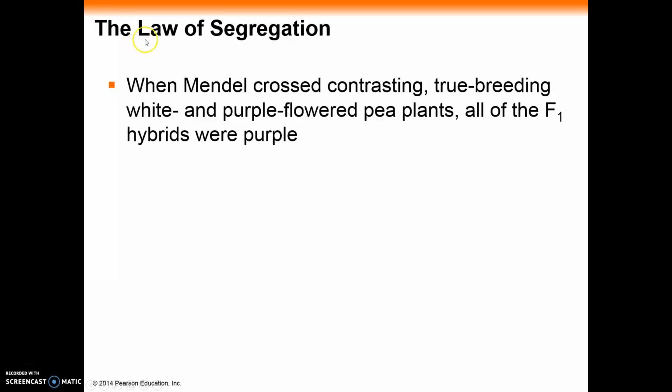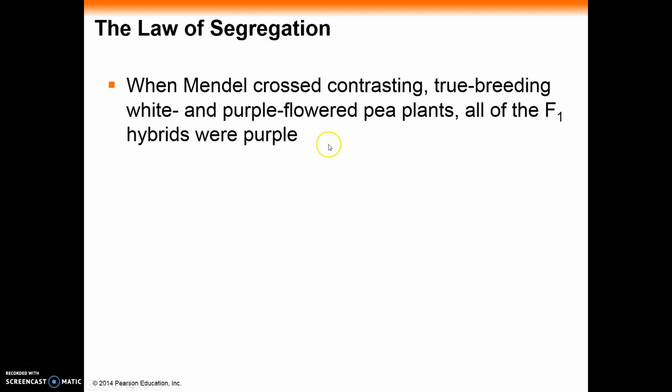So, one of the laws we have is the law of segregation. When Mendel was contrasting true breeding white and purple flower pea plants, all of the F1 generation were purple. So you would take white and you would take purple, you would crossbreed them, and they would always be purple in this F1 generation. That is telling you something about the genetic principles. It tells you that purple is what we call dominant.